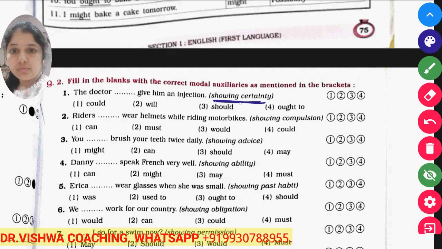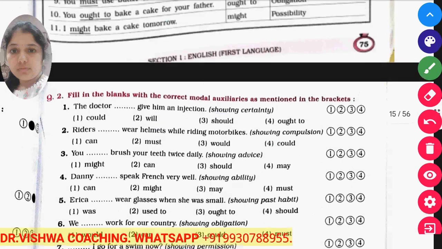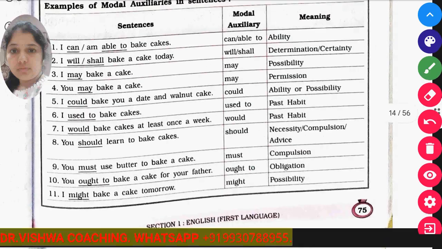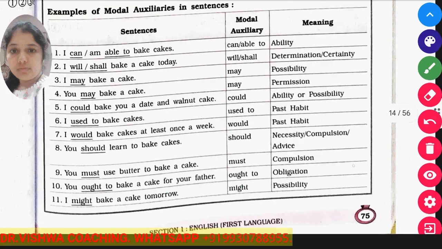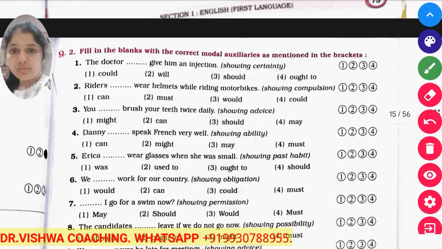Okay, so for certainty which verb do we use? We use will. Okay, you can revise the list. Certainty is explained by will or shall. So in the given options could, will, should or ought to, we will choose will.